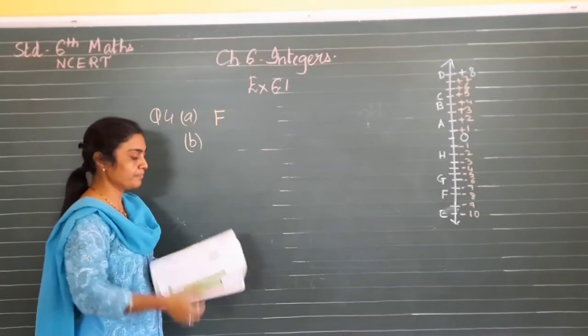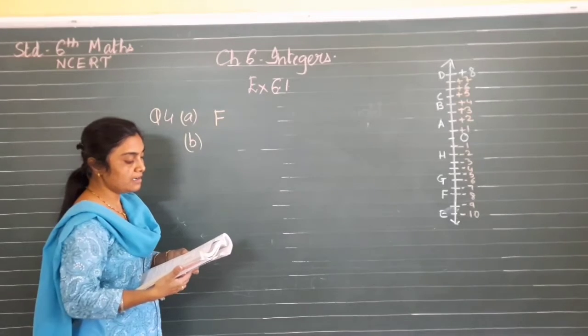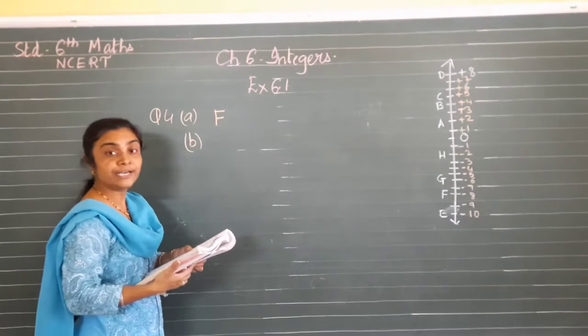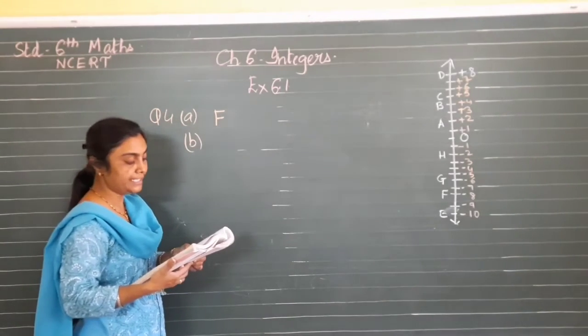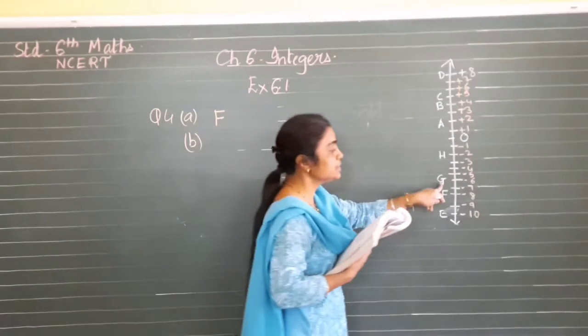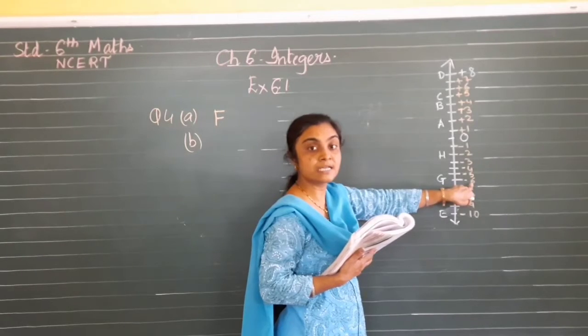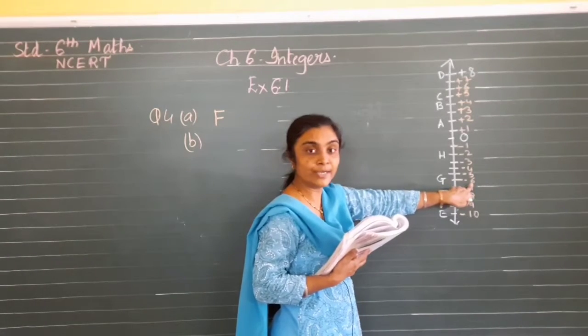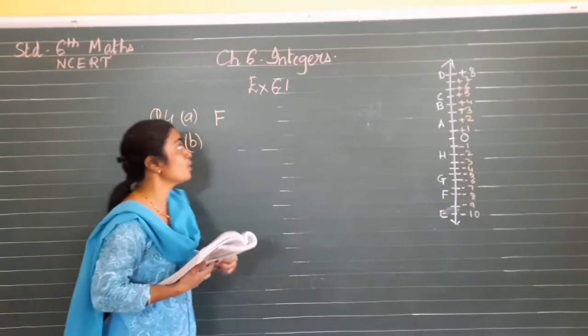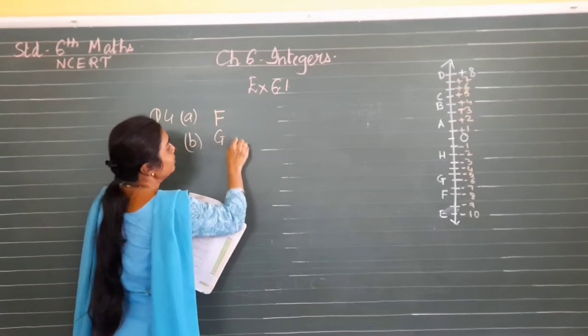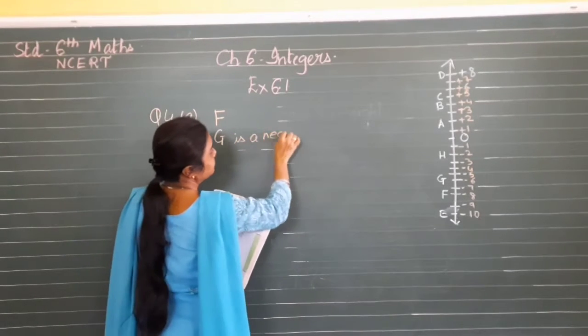B. Is point G a negative integer or a positive integer? Now you can see G over here. In front of G the answer is minus 6. So minus 6 is a negative integer. So G is called a negative integer.